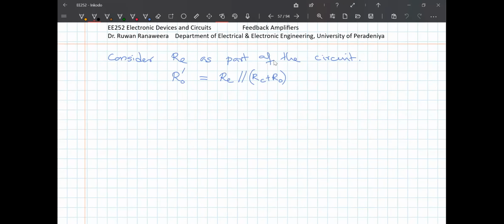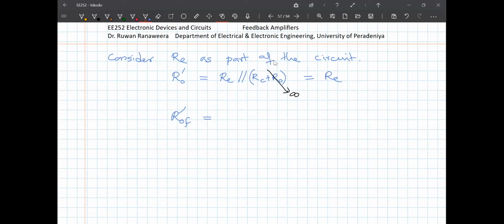But we know R out is infinity according to my assumption. If not, it would be 1 over HOE. If that is finite, then it is again not difficult to figure out. So because this is infinity, we have this equal to RE, the output impedance without feedback. Now, if that is the case, it is easy to find the output impedance with feedback while RE is working as a part of the circuit.